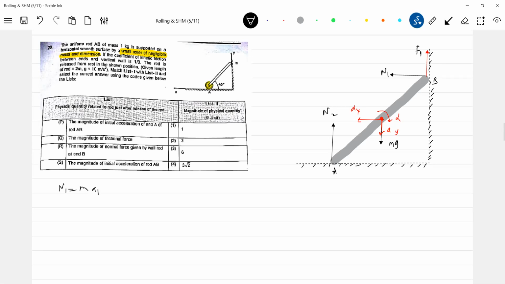N1 equal to M into a1. This is equation 1. Then along the y-axis, mg minus mu N1 minus N2 equal to m a2. Equation 2. Now talk about the center of mass.